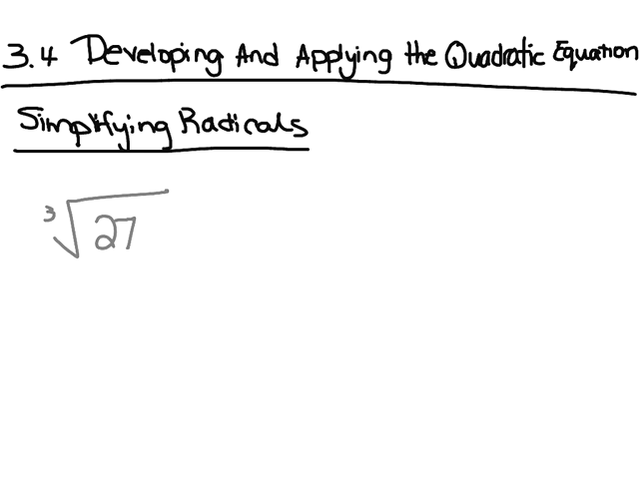Developing and applying the quadratic equation. So first, what we need to take a look at is radicals. We want to be able to simplify them. So if you look at the radical here, the number underneath the radical sign is called your radicand.